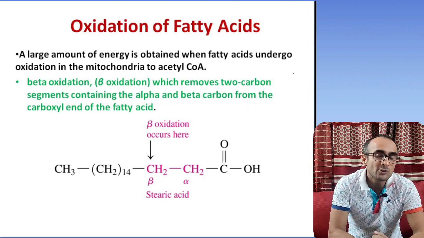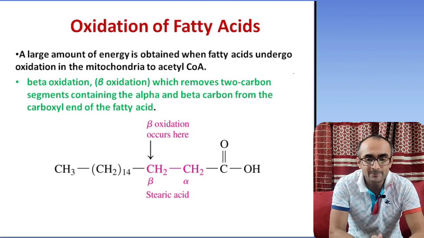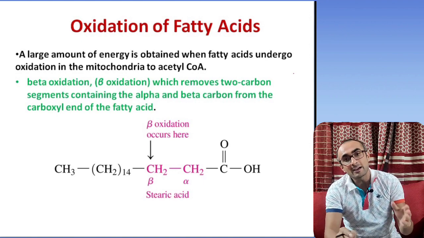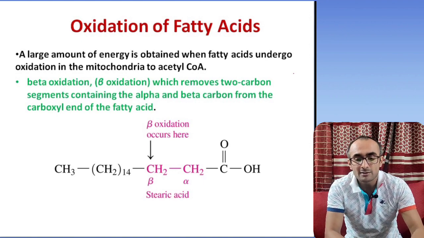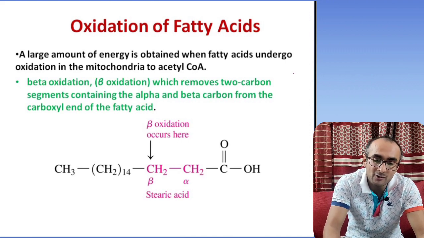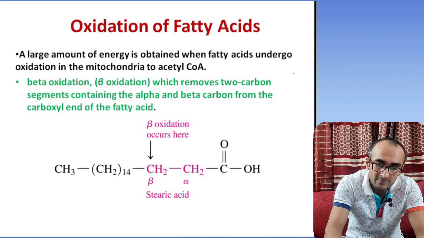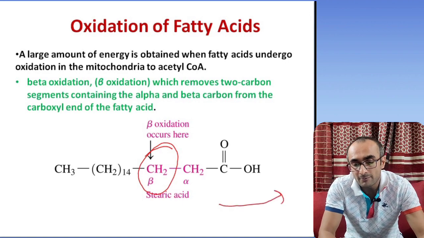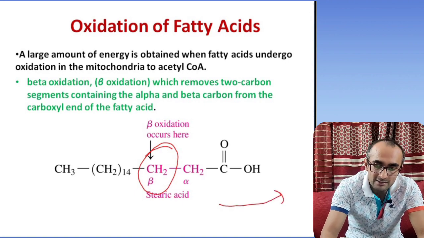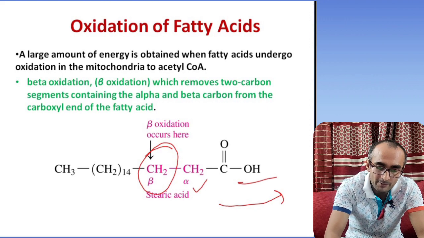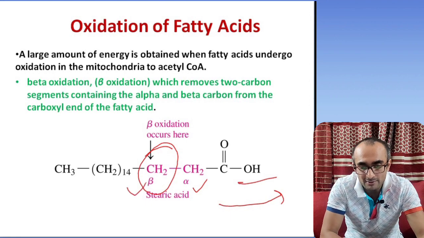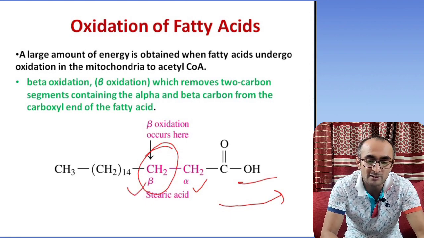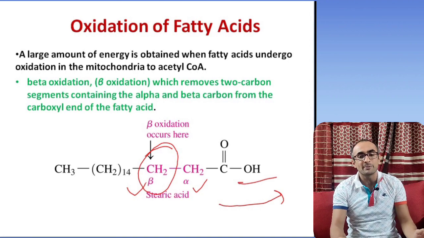A large amount of energy is generated by oxidation of fatty acid. There are 4 reactions in beta oxidation, and in every cycle of 4 reactions, the oxidation occurs at the beta position of the fatty acid. Beta position means: this is the COOH group, the carbon attached to the COOH group is the alpha carbon, and the next one is the beta carbon. So in every cycle, oxidation occurs at the beta position. That's why it is called beta oxidation.